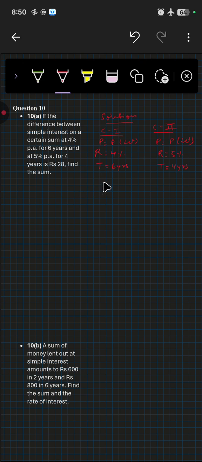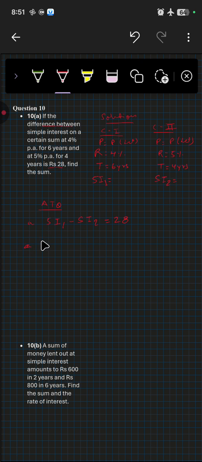According to the question, the simple interest of case 1 and the simple interest of case 2. Let it be I1. Simple interest 1 minus simple interest 2 is equal to rupees 28, as given in the question. The difference means subtraction. The difference between the simple interest of the first case and the second case is rupees 28.